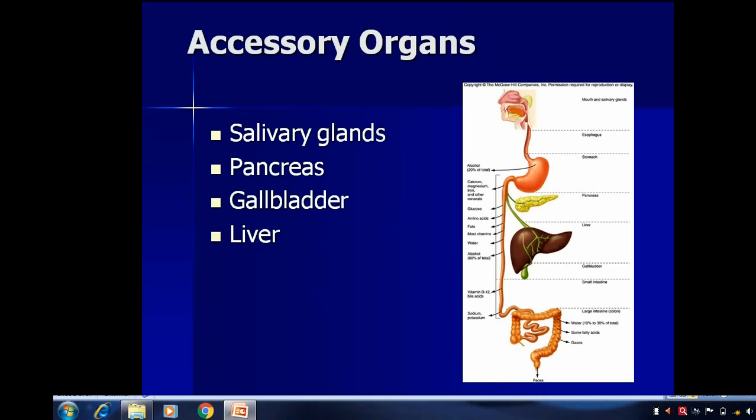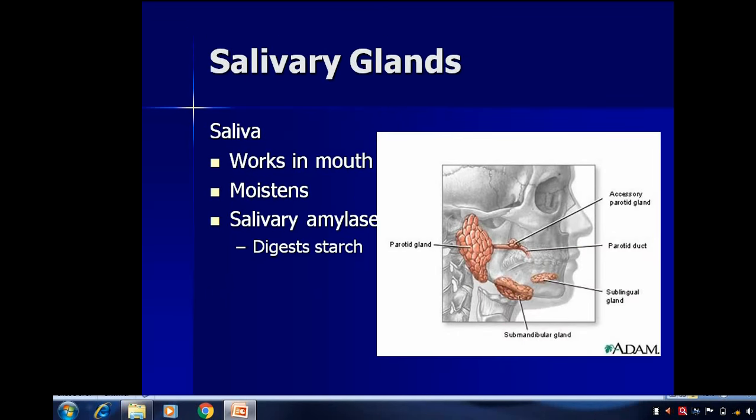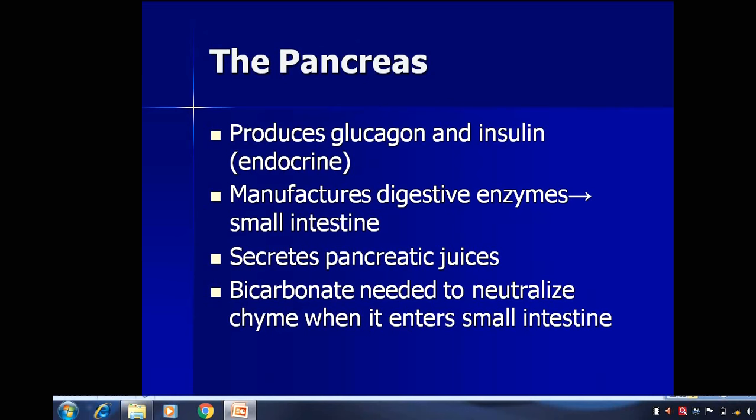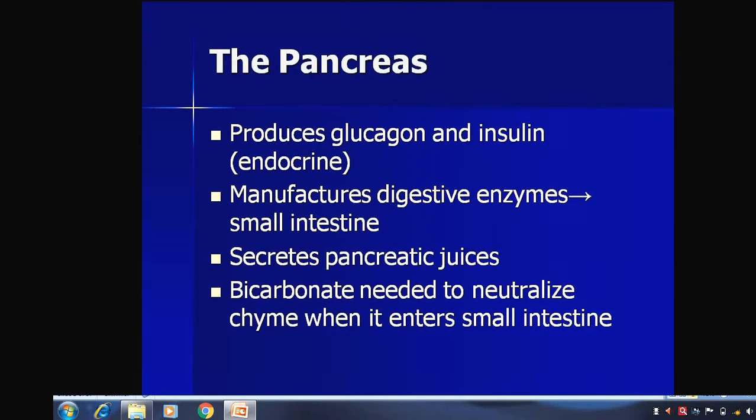When you see the accessory glands, these are the salivary glands, pancreas, gallbladder and liver. The salivary gland works in the mouth, moistens food, and salivary amylase digests starch at this level. The pancreas produces glucagon and insulin, which is an endocrine function, and partly non-endocrine function. It manufactures digestive enzymes for the small intestine. It secretes pancreatic juices, and bicarbonate neutralizes chyme when it enters the small intestine.